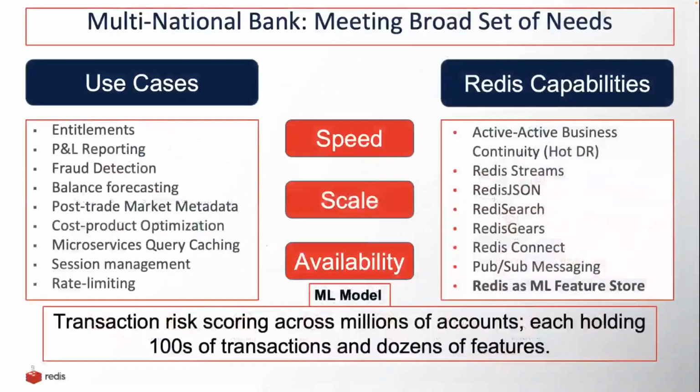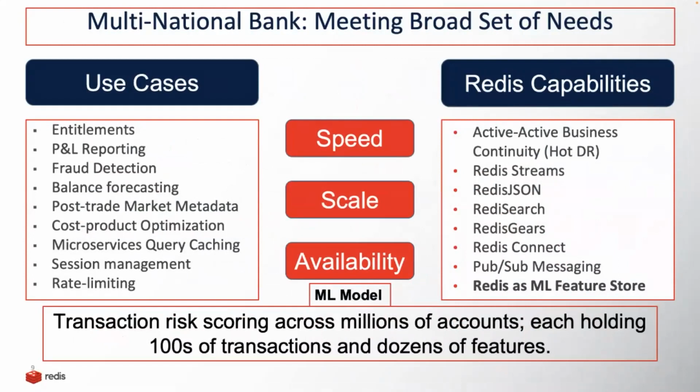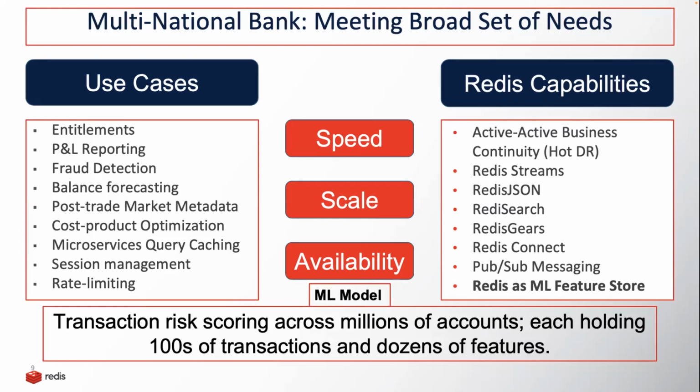I want to share a great customer example. The first example is a large multinational bank based in the US. This long-time Redis customer now uses Redis Enterprise and its multi-model capabilities across various business segments and use cases, including for entitlements, profit and loss reporting, fraud detection, balance forecasting, microservices query caching, session management, rate limiting, and more.